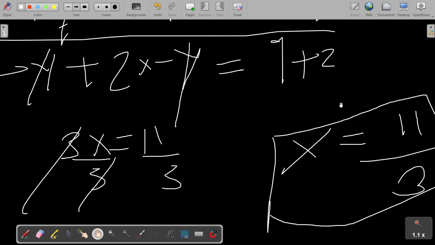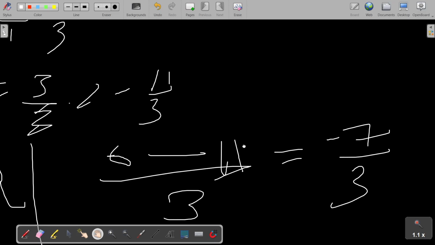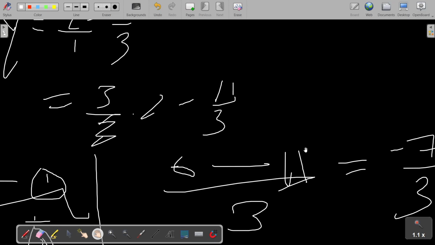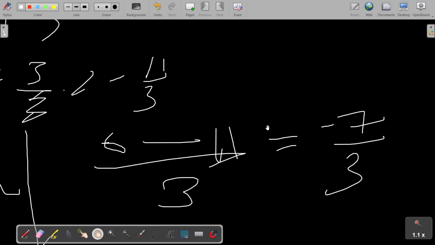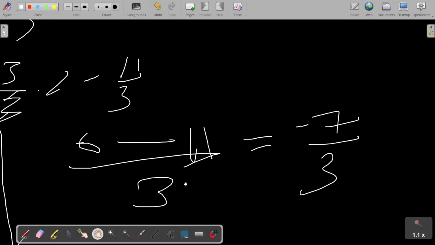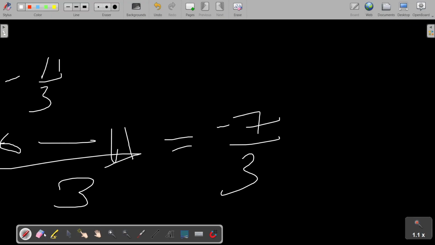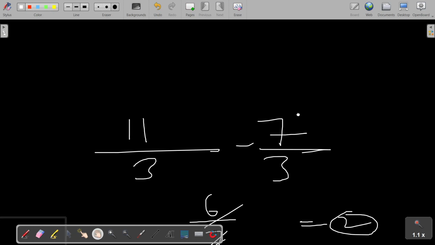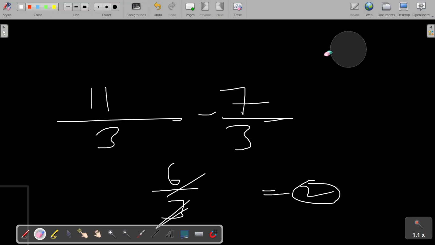I think I made a mistake. x is 11 over 3. Okay, sorry. This is negative 5 over 3. So this will become 5. Okay, now 11 minus 5 is 6.